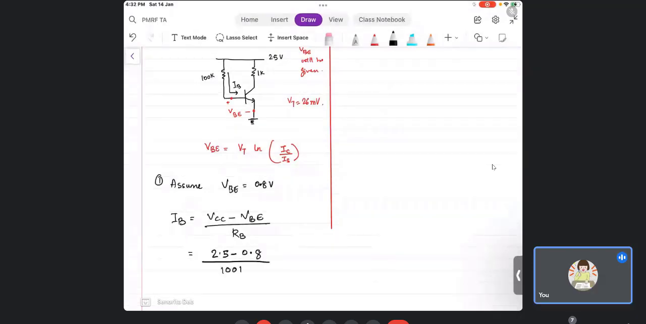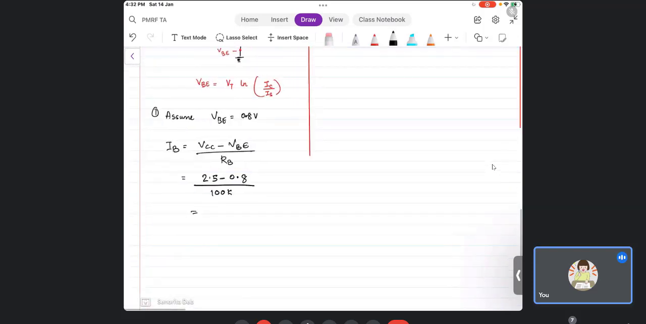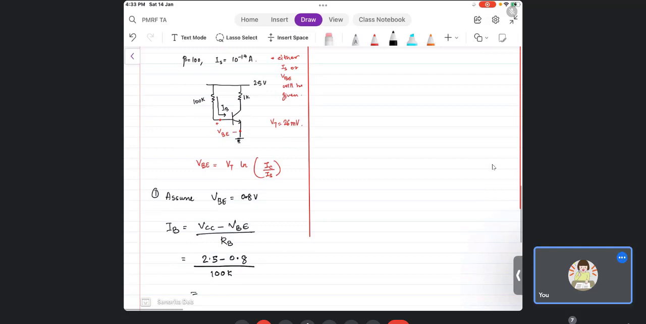So just now I told you that you cannot assume VB if IS is given, right? So we will see why I am assuming it right now. So now IB is given as this. Since there are two unknowns, you cannot move forward without any assumption. IS is given, IC is not there, VB is also not there. So I cannot use IS and VT to find any of the parameters. So what I will do, I will first assume 0.8 volts as VB.